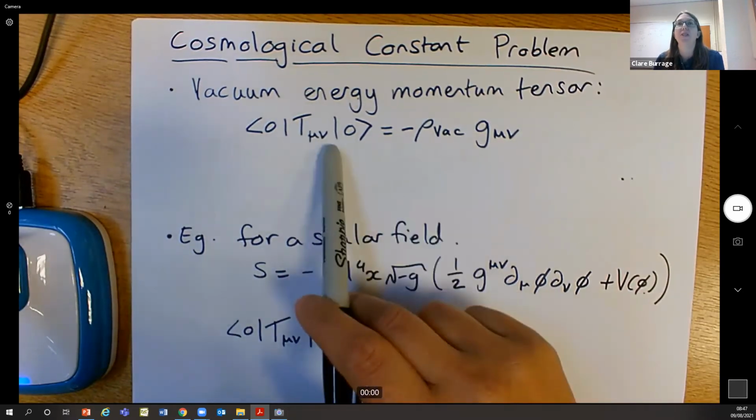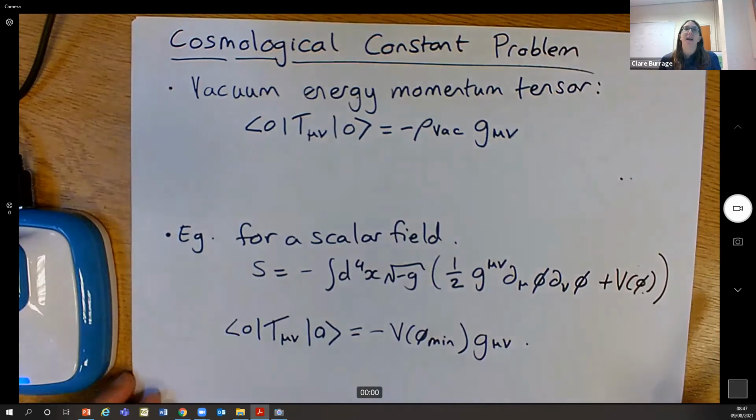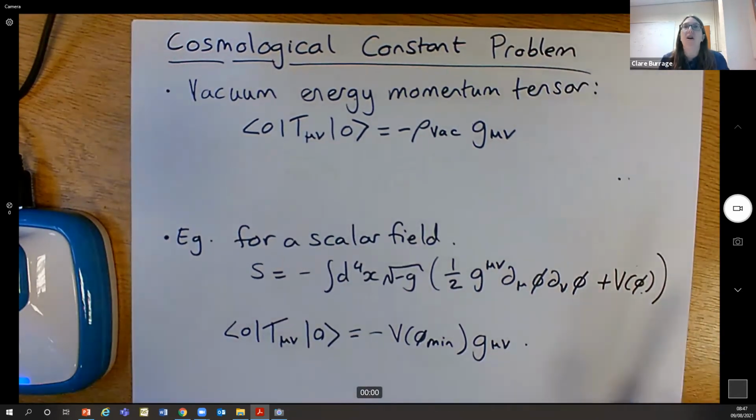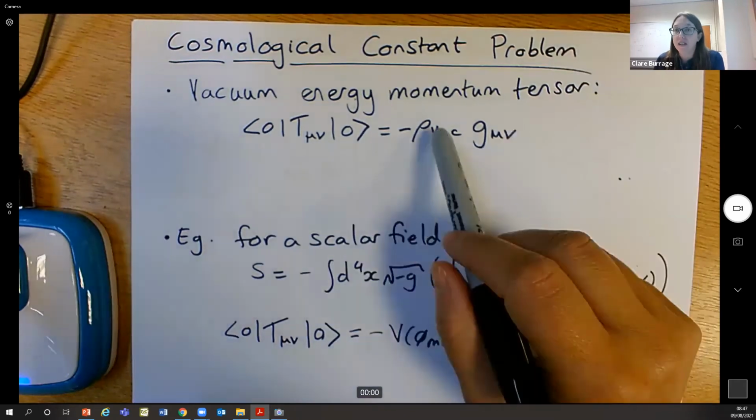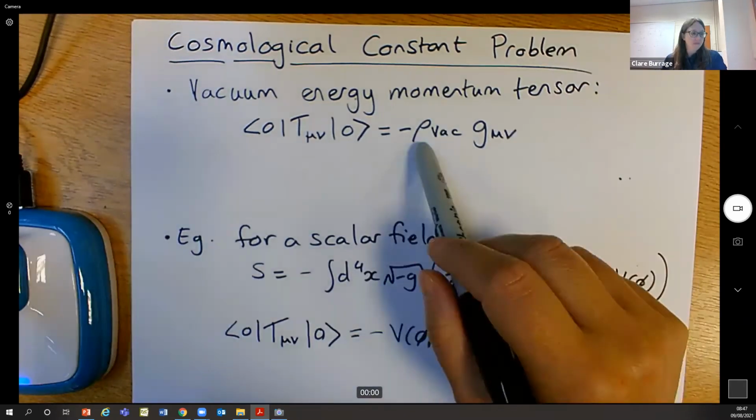So this is our vacuum energy momentum tensor, and if we were to put this into our Einstein equations, we would find that indeed this looks exactly like a cosmological constant.